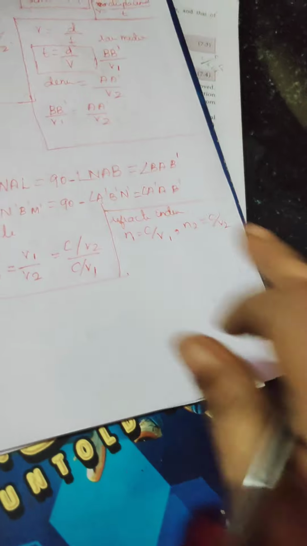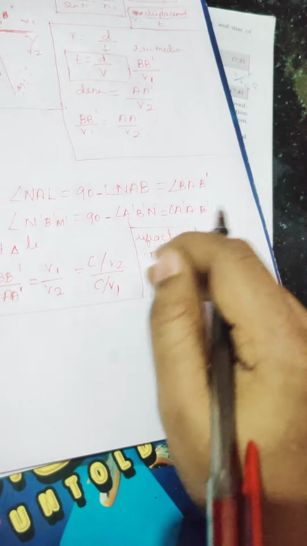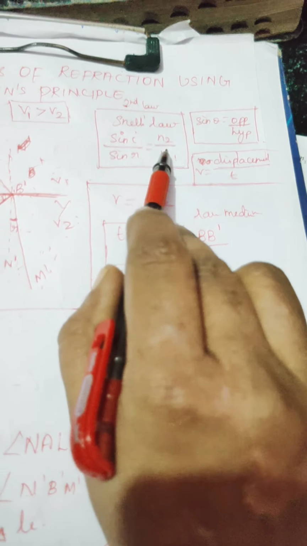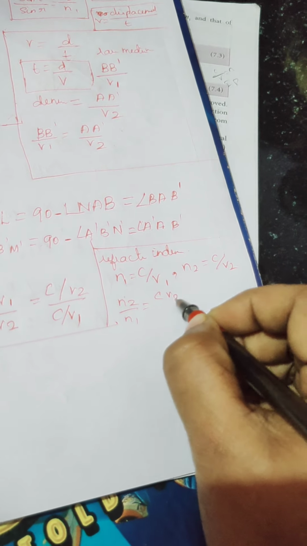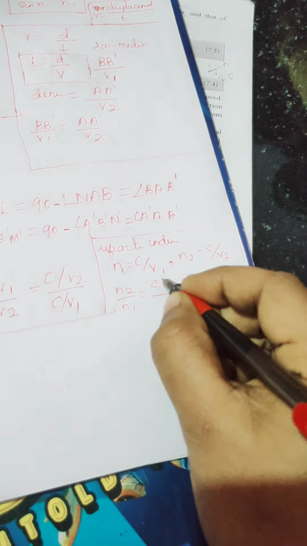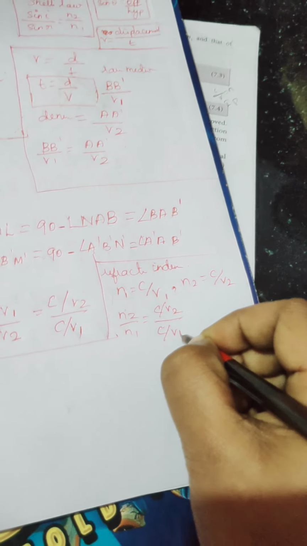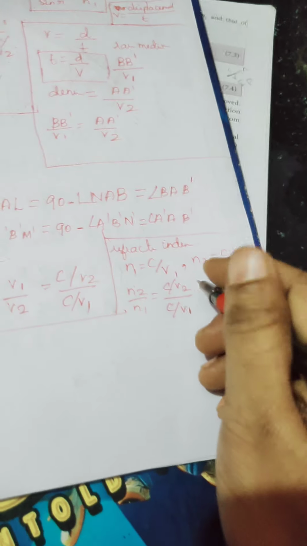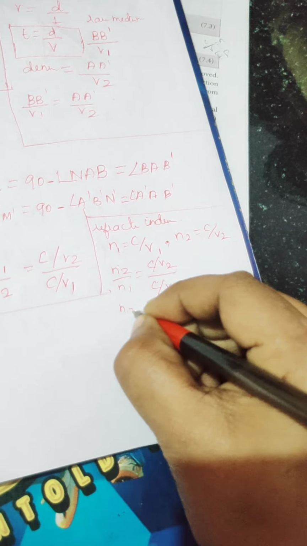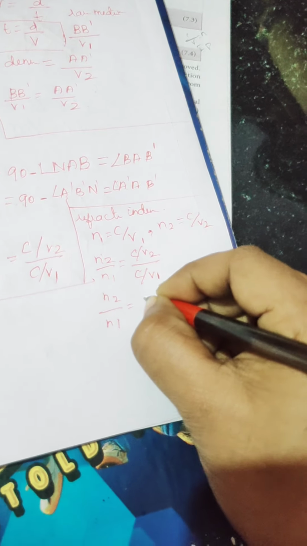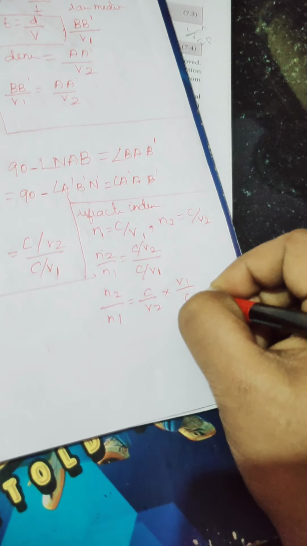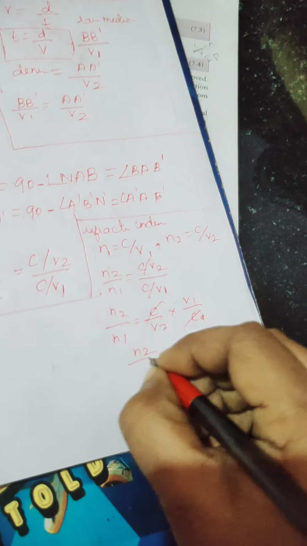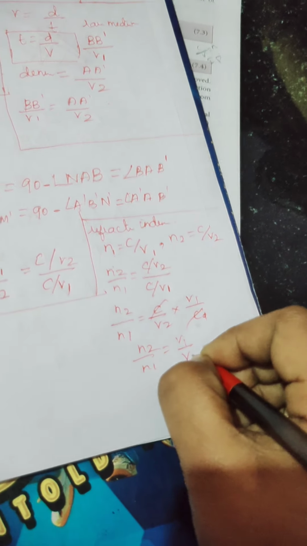Sin I divided by sin R is equal to N2 by N1, that is our formula. So N2 by N1 we will write as C by V2 divided by C by V1. Then take this to that side. So N2 by N1 is equal to C by V2 into V1 by C. This C and this C will get cancelled. So N2 by N1 is equal to V1 by V2.